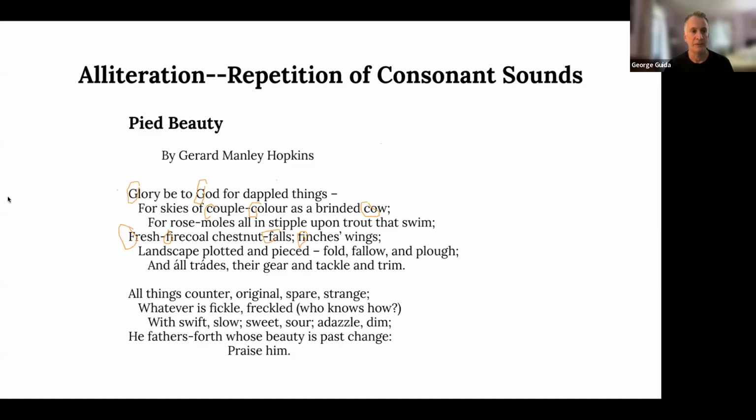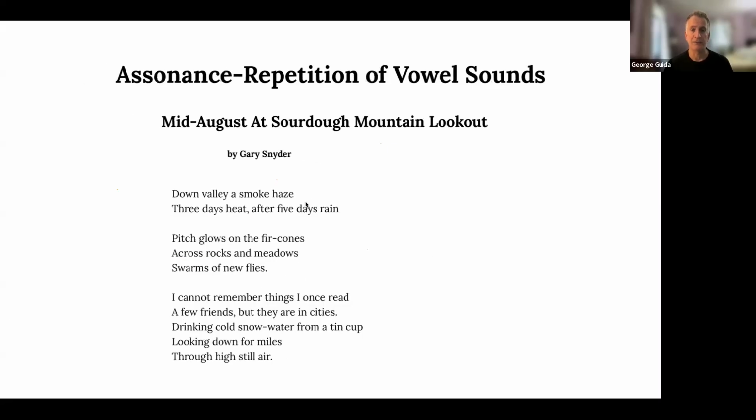Okay. So we'll get rid of some of these notations and we'll talk about the sister concept to alliteration, which is assonance, right, which is the repetition of vowel sounds. And we see it here in a poem called Mid-August at Sourdough Mountain Lookout by Gary Snyder.